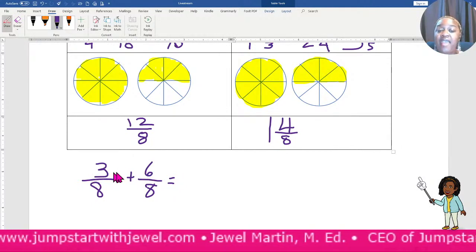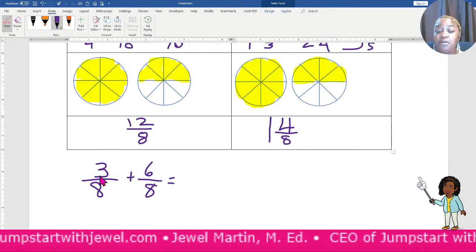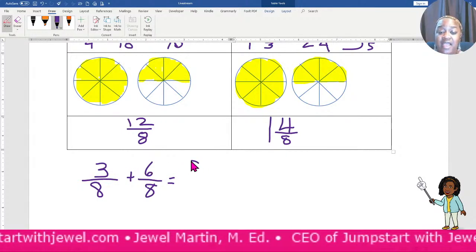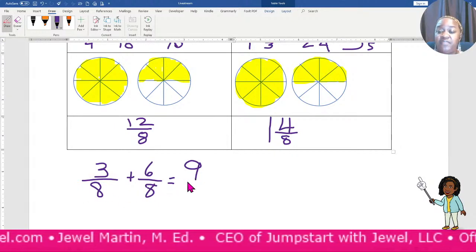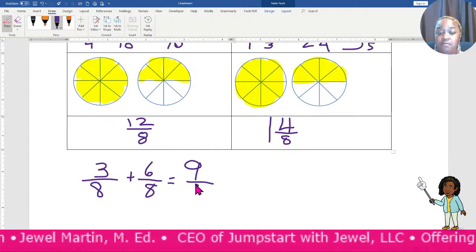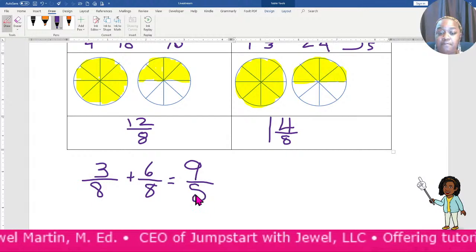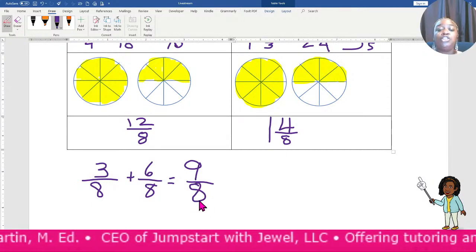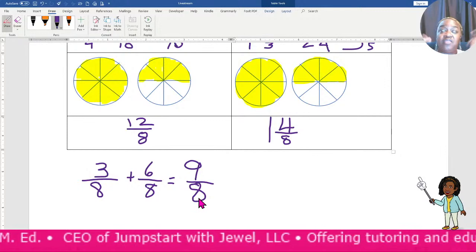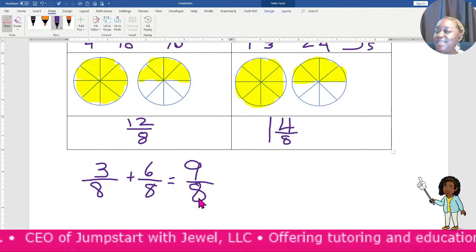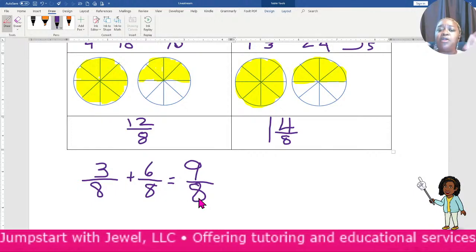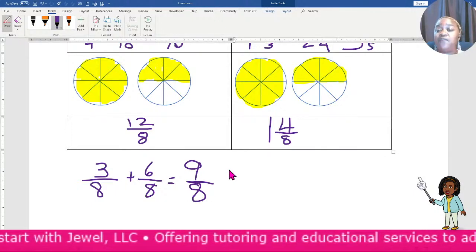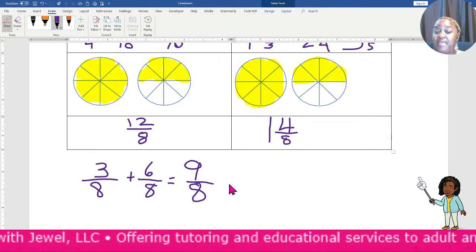So you add the numerators together. 3 plus 6 is 9. And then you just leave the denominator the same, 8. Okay, so we have 9/8. If you think about that as a picture, it doesn't really make sense. How is the denominator smaller than the numerator? You have to convert this to a mixed number.